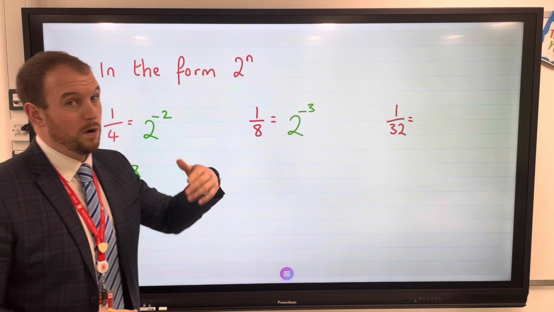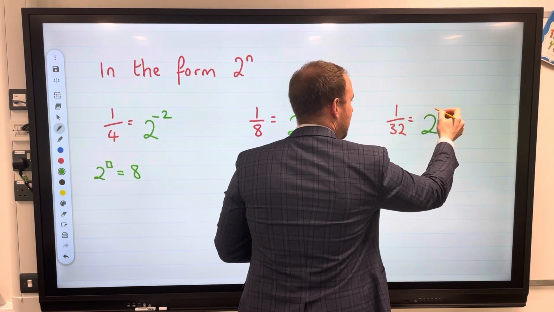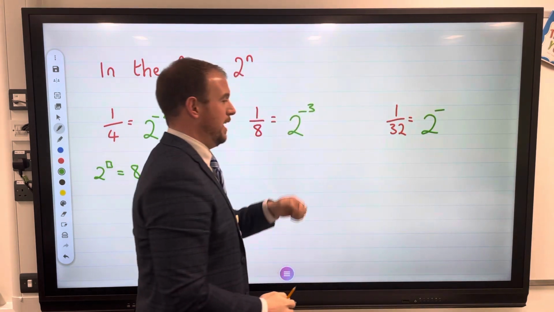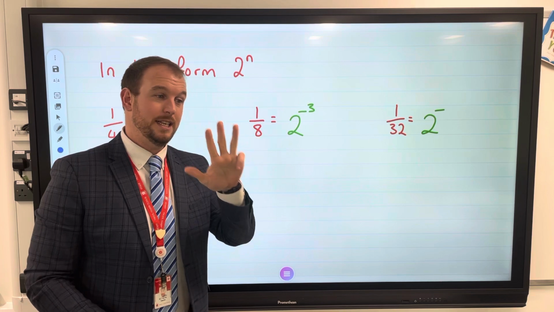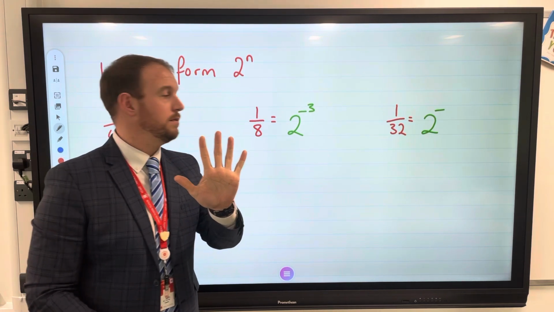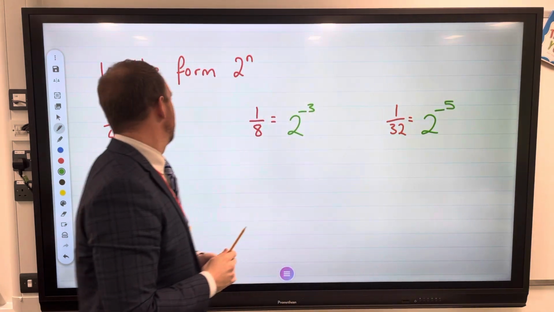Over here, 1 over 32. 2 to the power of negative, and then 2 times 2 is 4, times 2 is 8, times 2 is 16, times 2 is 32. So we have to the power of -5.